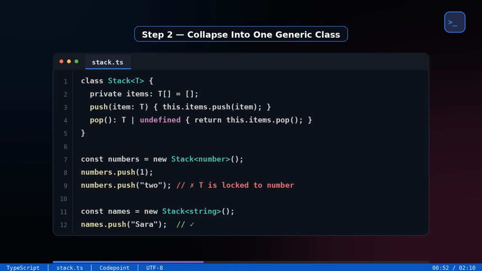const numbers = new Stack<number>(); numbers.push(1); numbers.push(2); numbers.push("3") — now, error. T is locked to number here. const names = new Stack<string>(); names.push("Sarah").